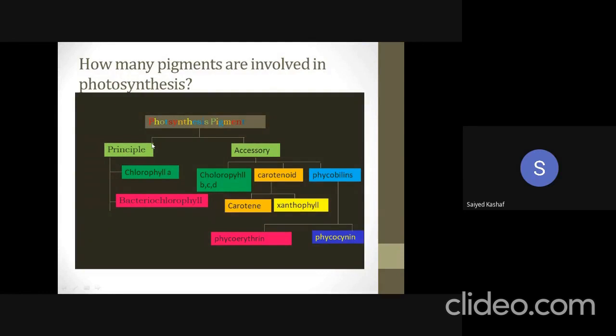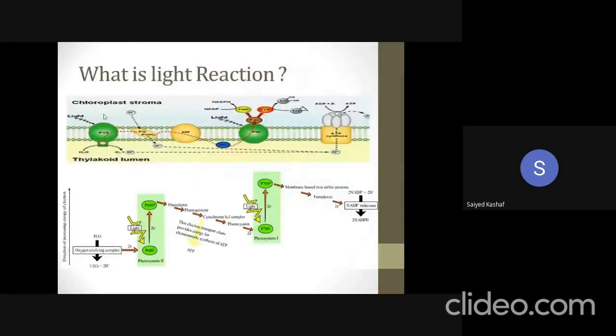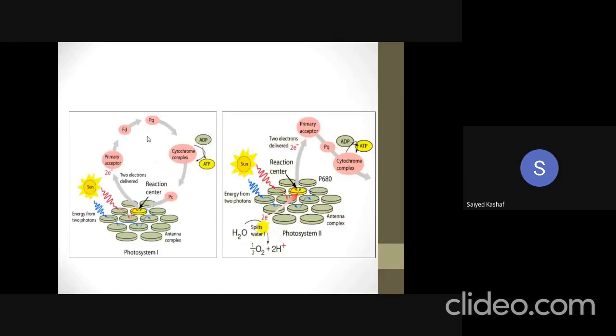and PS2 system. But some of the pigments which are not a part of the PS2 or PS1 system are scattered at the region of lumen, at the region of membrane, and form a light harvesting complex, which is ultimately known as antenna, which captures the light. So we will discuss the efficient process between the PS1 and PS2. So first we will discuss PS1.